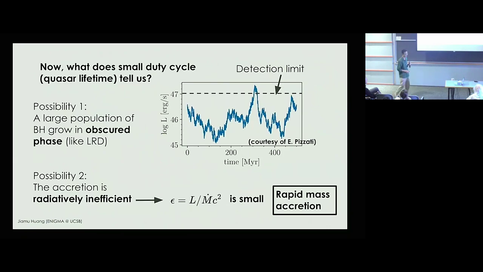There are two possibilities. One is the obscured phase, where a large population of black holes grow in a really obscured phase. The other possibility is that the radiative efficiency is small, and this gives us a large room for rapid mass accretion if we assume a fixed Eddington ratio.